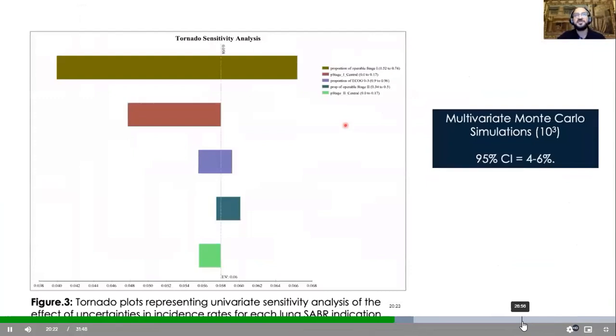We did some sensitivity analysis just to investigate the impact of variations within the data that we use in the model. And we found that the biggest variation was caused by different estimates of the number of patients who were considered operable. But overall, in the Monte Carlo simulations, all these uncertainties led to a variation between 4 to 6% in the total demand.